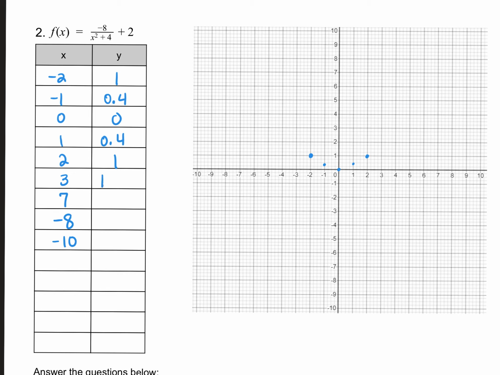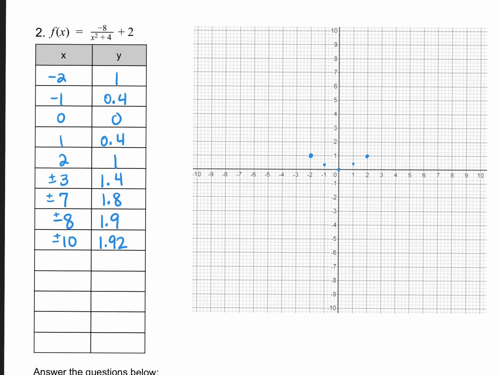So at 3, we get approximately 1.4. At 7, we get approximately 1.8. At negative 8, we get about 1.9. At negative 10, we get about 1.92. So I'm going to graph these and see what's happening. Now, I recognize that there's some symmetry here because we're squaring our x value, so whether it's positive or negative, it's always going to come out positive. So when x is 3, either positive or negative 3 could give me a 1.4. Positive or negative 7 is going to give me 1.8, and so on.